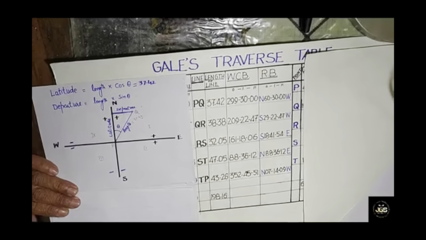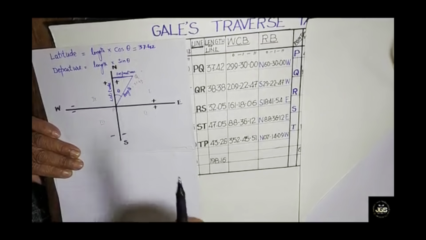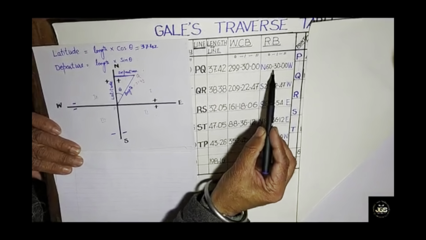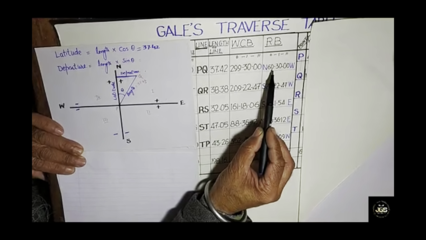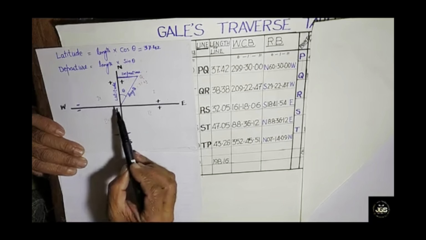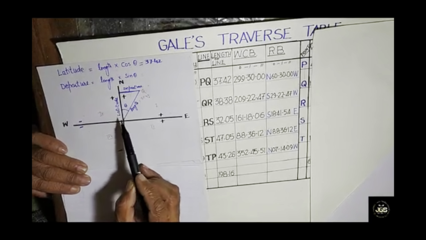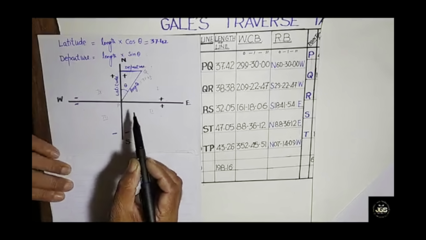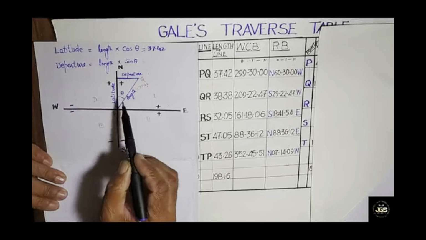Now we are going to calculate the latitudes and departures from the length of lines and reduced bearing of lines. This is L, the length of the line. This is the angle theta. For this, I have given you a demo over here. Latitude and departure are the parallel distance toward the north-south. Similarly, departures are the perpendicular distance to the north-south line.